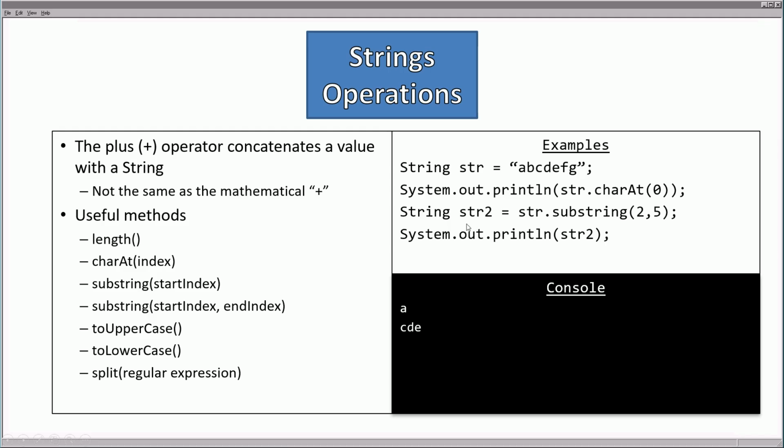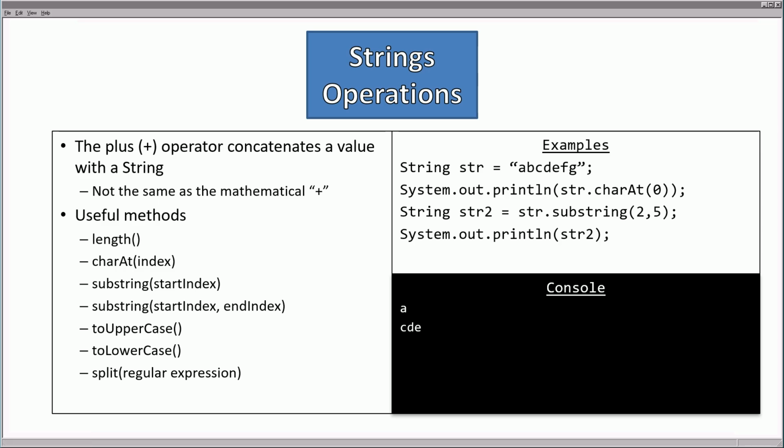Now we also see that we set the string str2 equal to str.substring starting from index 2 and going to 5 exclusively. So if we start at index 0, 1, 2, and then we go into 2, 3, 4, and not 5, then our substring, our smaller string, is just C, D, and E, which prints out right here.